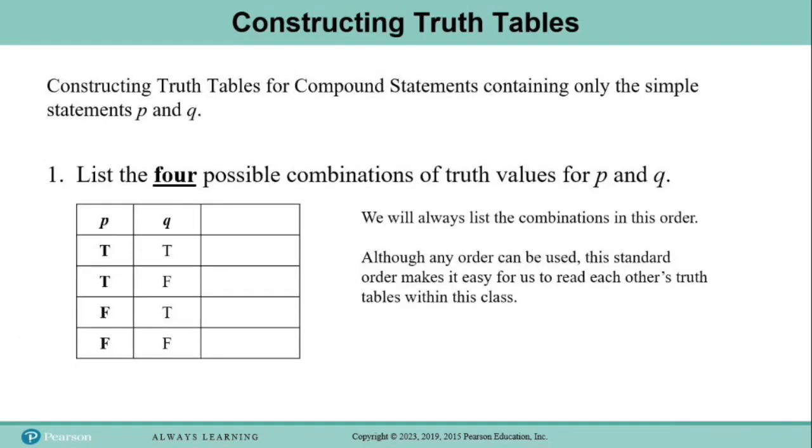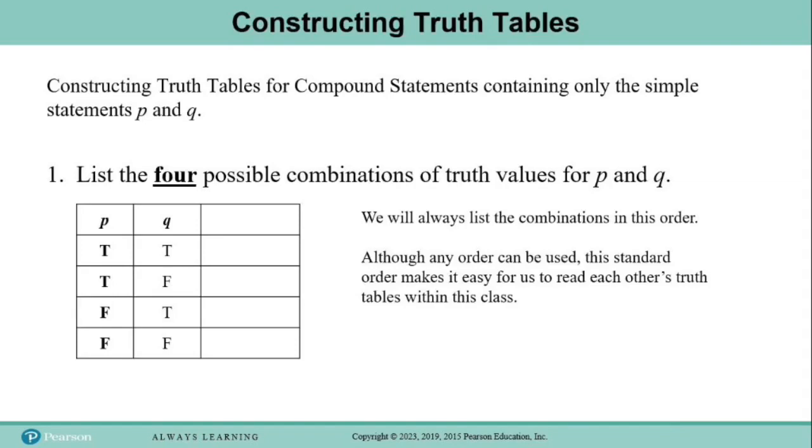So here's how we do it. First, we're going to make a column for each simple statement, and we're going to put in column P true, true, false, false, and then in column Q true, false, true, false. That makes sure that we have all four possibilities covered, but also doing it in this order makes it easier for everybody to keep up with and know that we always have our answers coming out in the same order, because otherwise it would get really confusing and it would slow us down a lot.